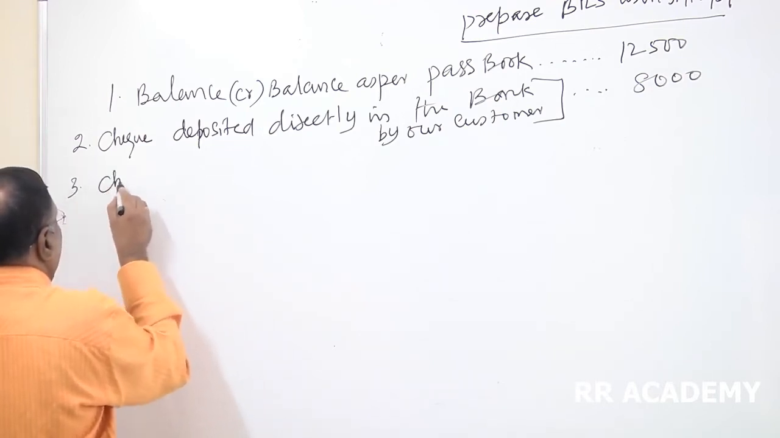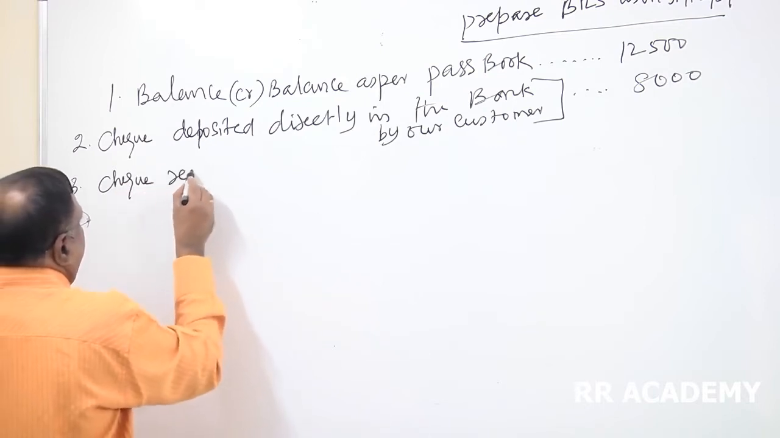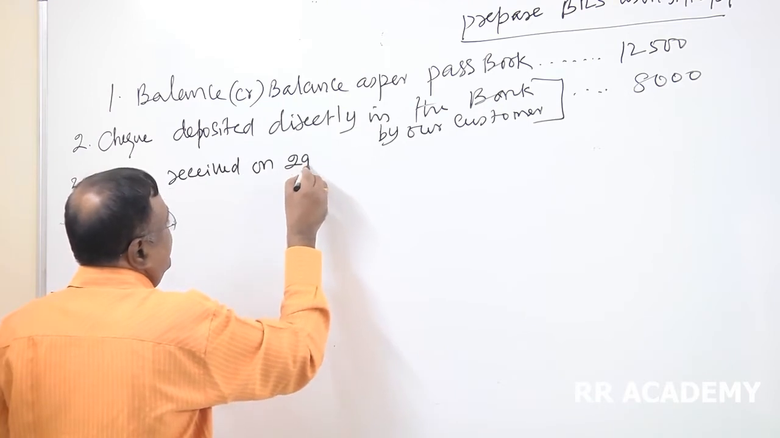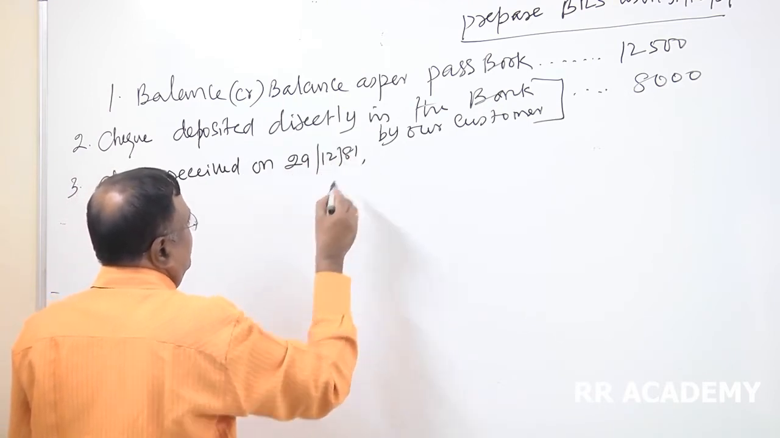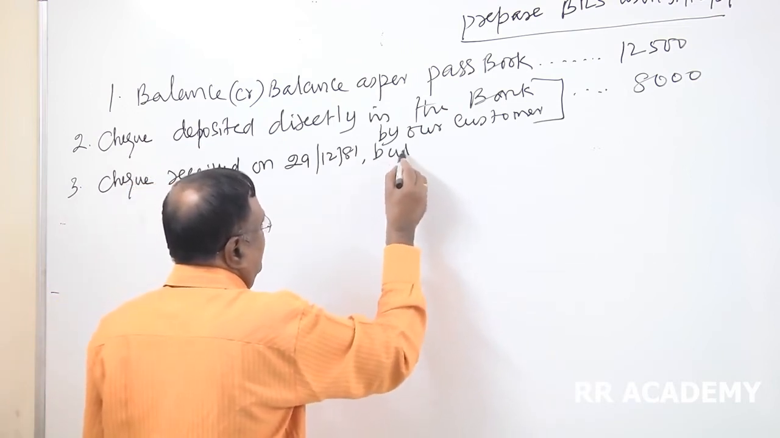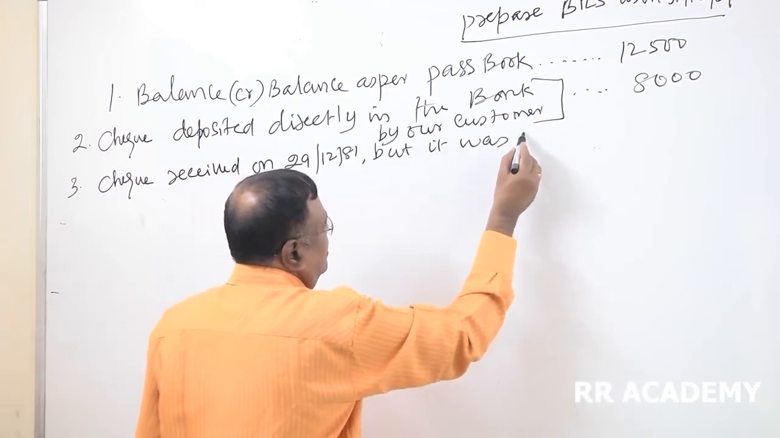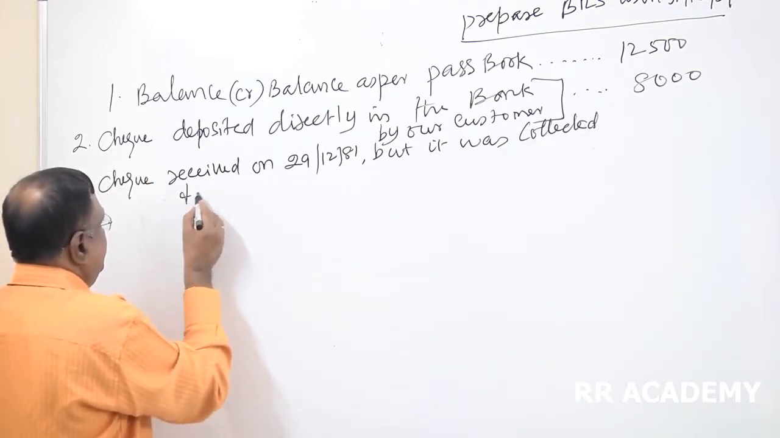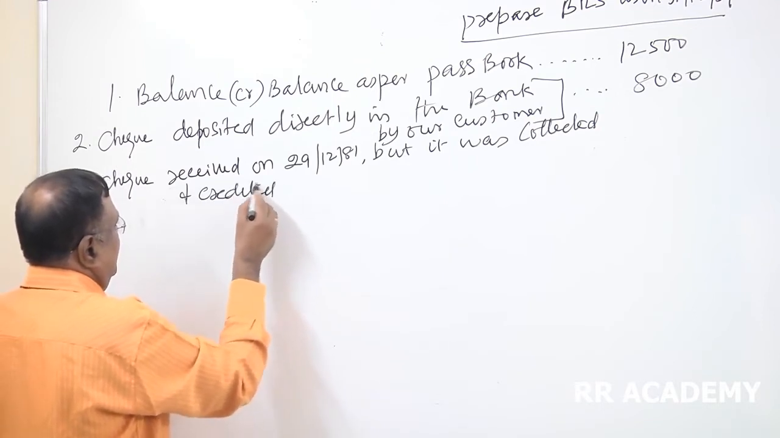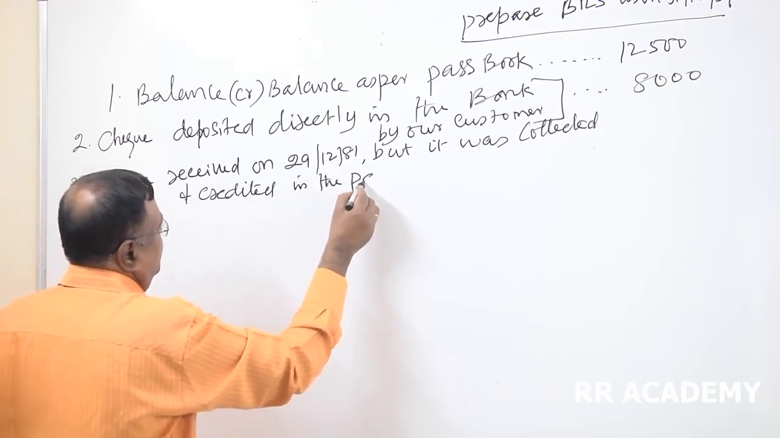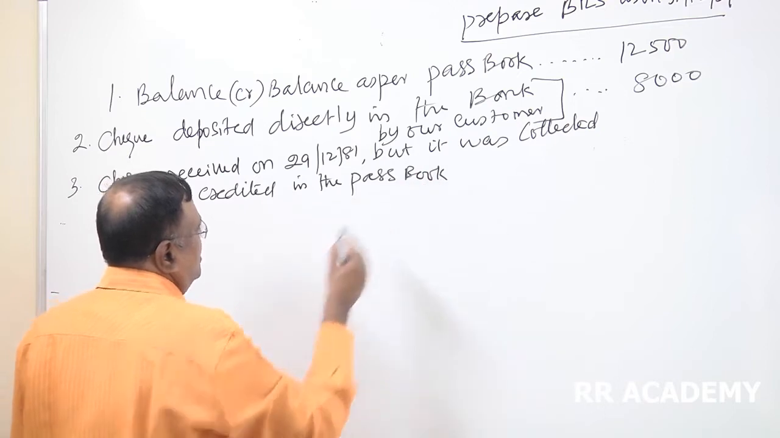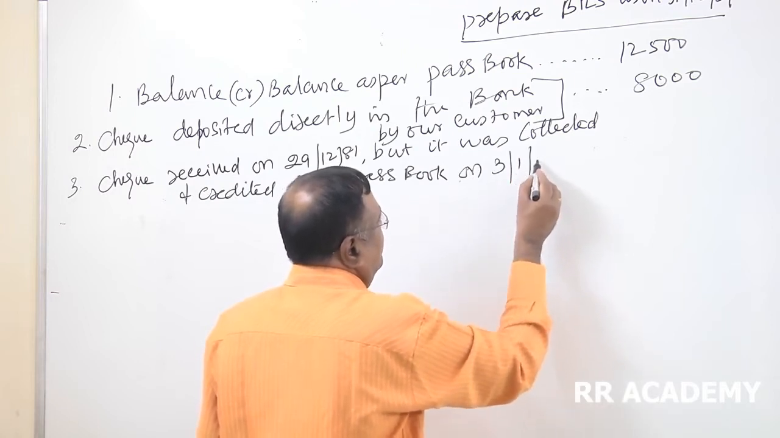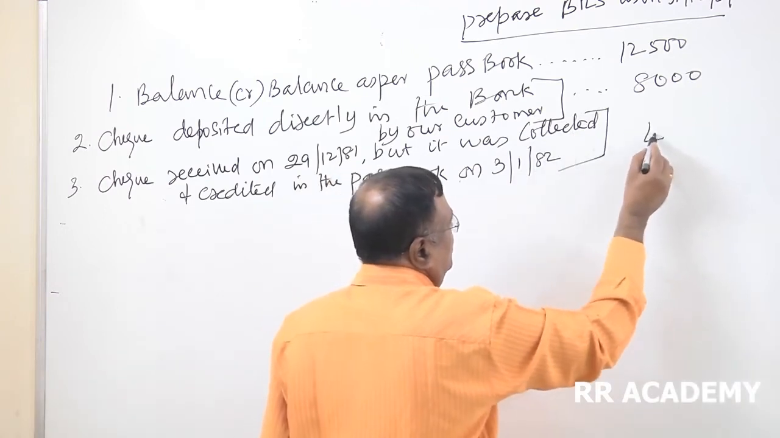Next, check received on 29/12/81, but it was collected and credited in the passbook on 3/1/82, 4,000.